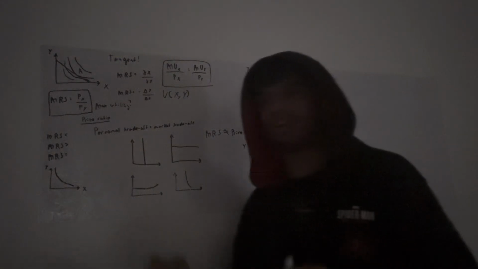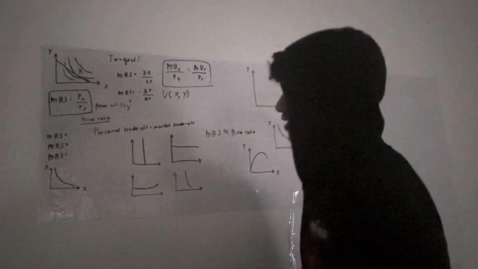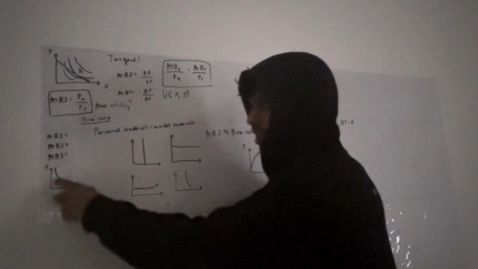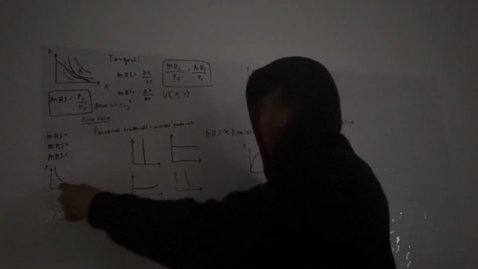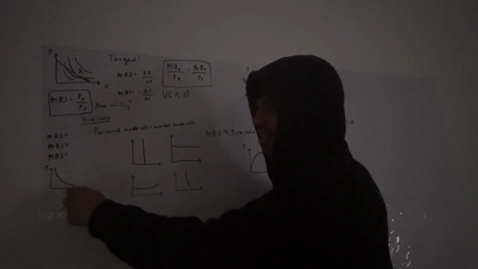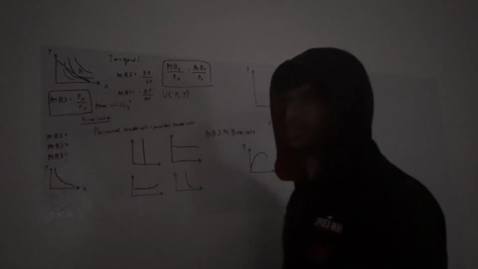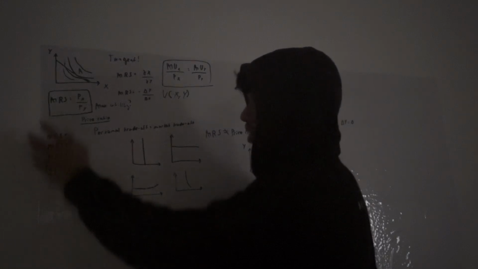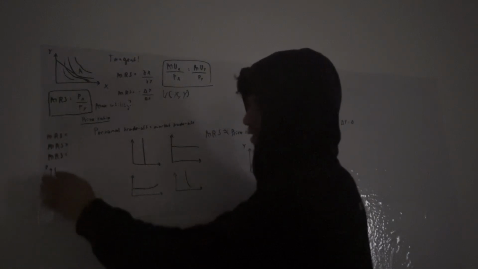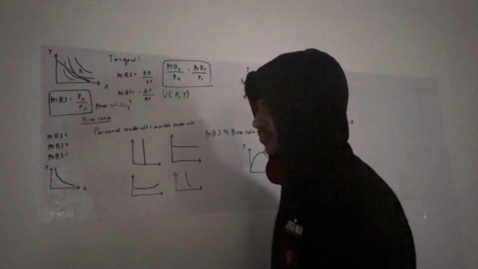Since we're talking about the MRS so much, I might as well go back to the indifference curve chapter. The lower we go on this convex indifference curve, the lower the MRS is, which means we value X over Y. And then if we go up the indifference curve, the MRS is higher. Are we cool with that?